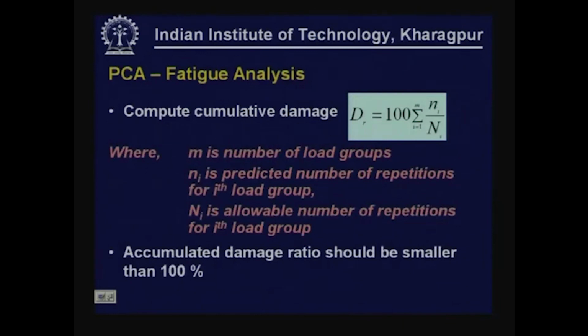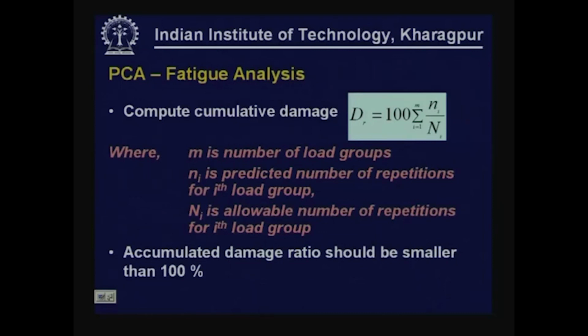The fatigue damage is computed using this expression, where DR is the damage caused to the slab, cumulative damage, given as the sum of n_i divided by capital N_i, where i varies from 1 to m. In this, m is the number of load groups. Suppose you have the axle load data and you have grouped it into m groups, group 1 being say 0 to 4 tons, group 2 could be 4 to 8 tons, whichever way you classify it, you have 8 load groups.